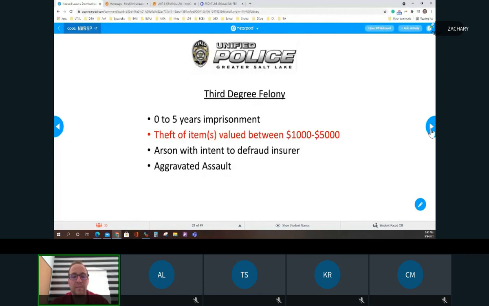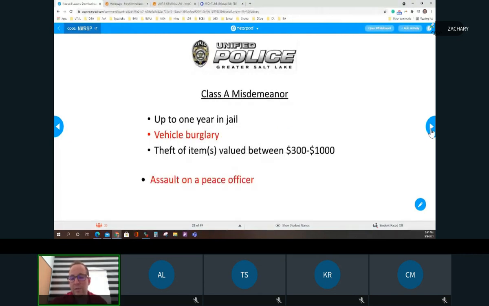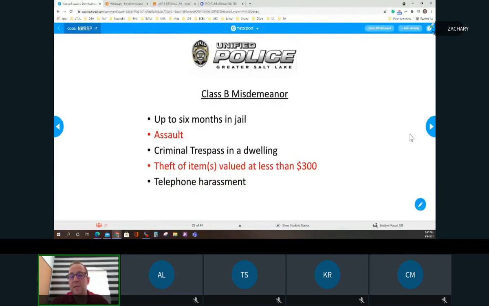Aggravated assault. Okay, so then we go down to our misdemeanors. Class A misdemeanors are up to 1 year in jail: vehicle burglary, theft of items valued from $300 to $1,000, assault on a peace officer, so that means a police officer. Class B is up to 6 months in jail. Assault would be one of those, criminal trespassing in a dwelling, theft of an item less than $300, or telephone harassment, which is kind of interesting.